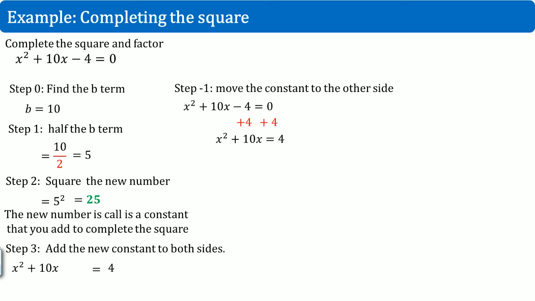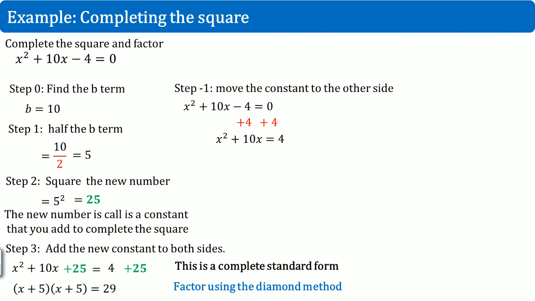Step 3, we add the new constant to both sides. x squared plus 10x plus 25 is equal to that number 4, which was already there, plus 25. This is the complete new standard form. Now you can factor it. x squared plus 10x plus 25 is equal to just x plus 5 times x plus 5. On the right hand side, there's a 4. So 4 plus 25 just becomes 29. In condensed form, it looks like x plus 5 squared is equal to 29.